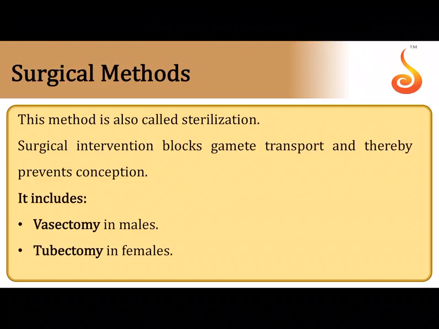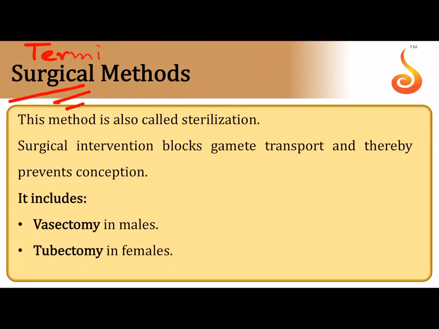What are they? Surgical methods. The first one we discussed was natural methods in the previous lecture. Then we discussed barrier methods, then intrauterine devices, and then the pharmacological methods. But now we are discussing surgical methods, the last method, and this is called a terminal method.